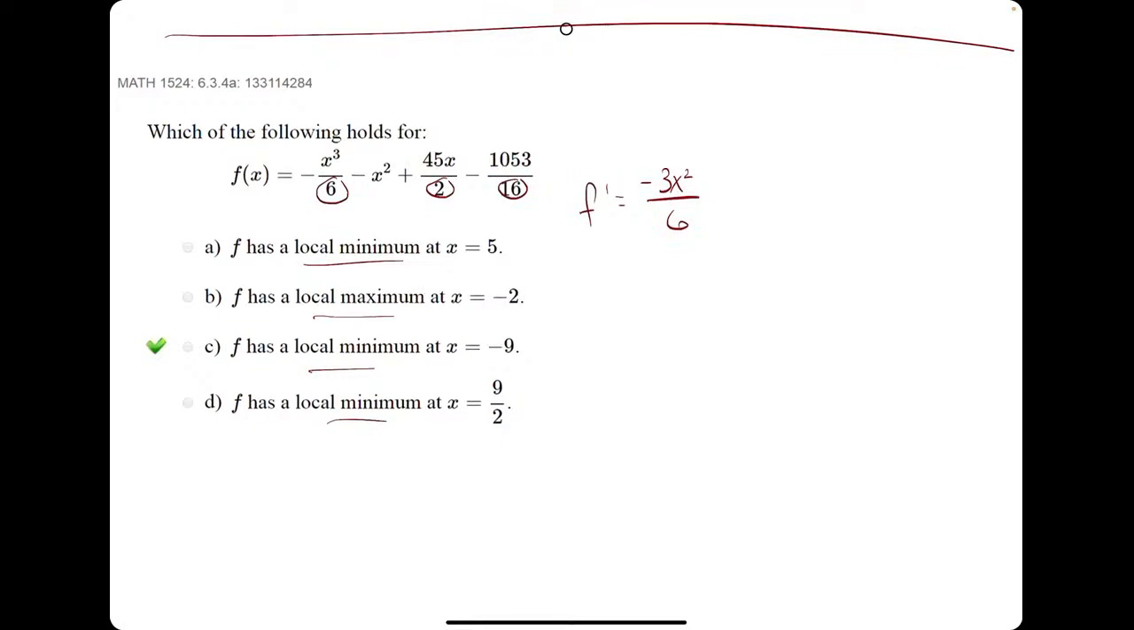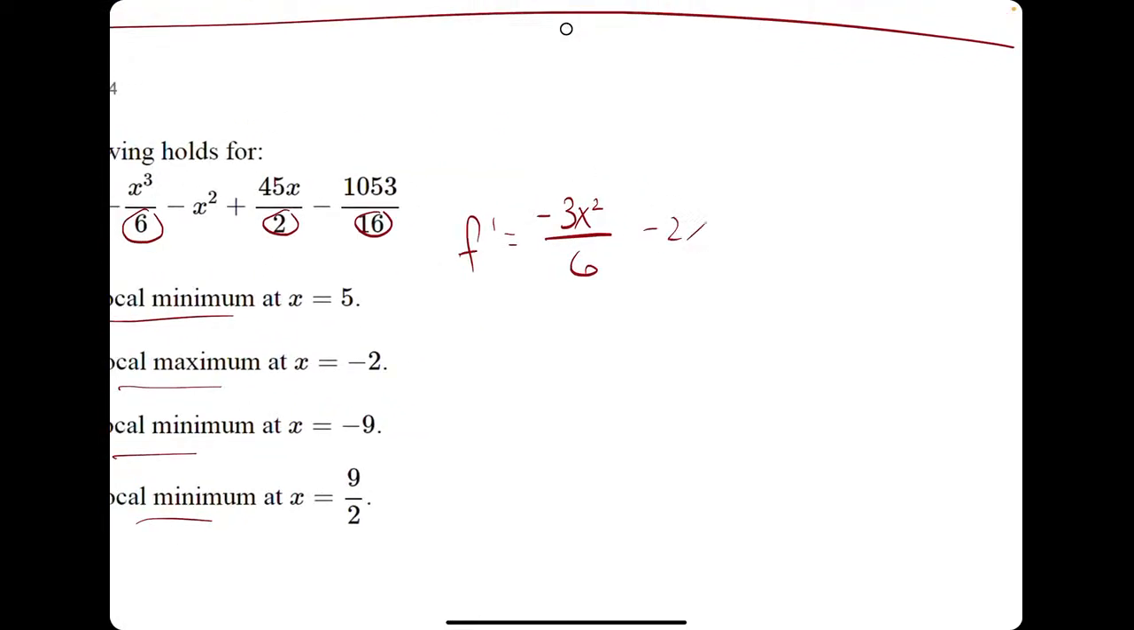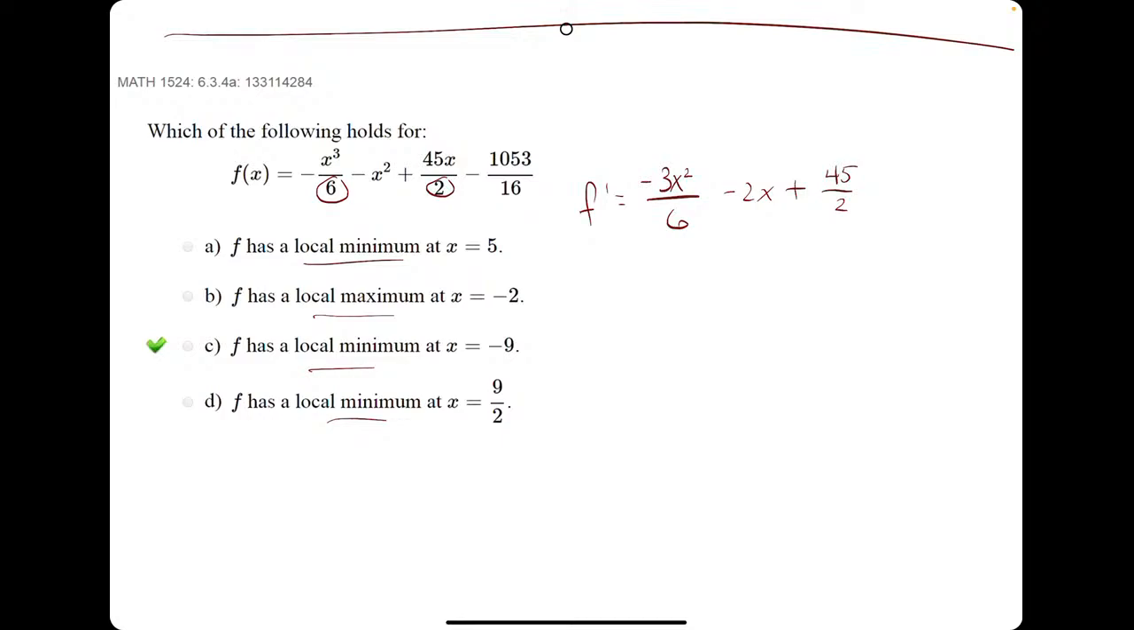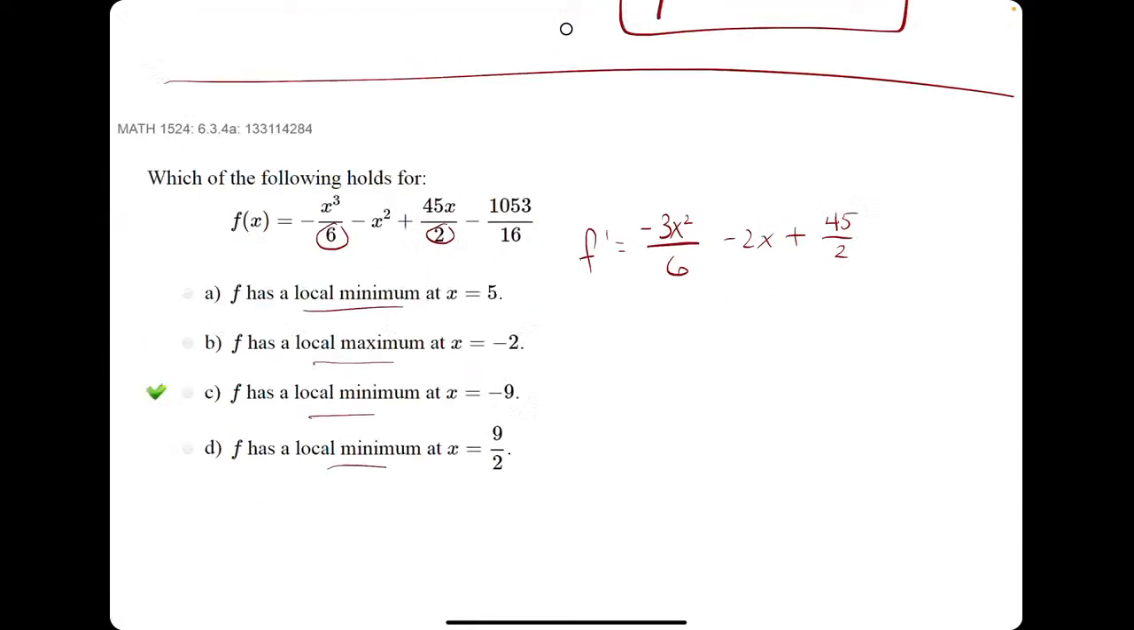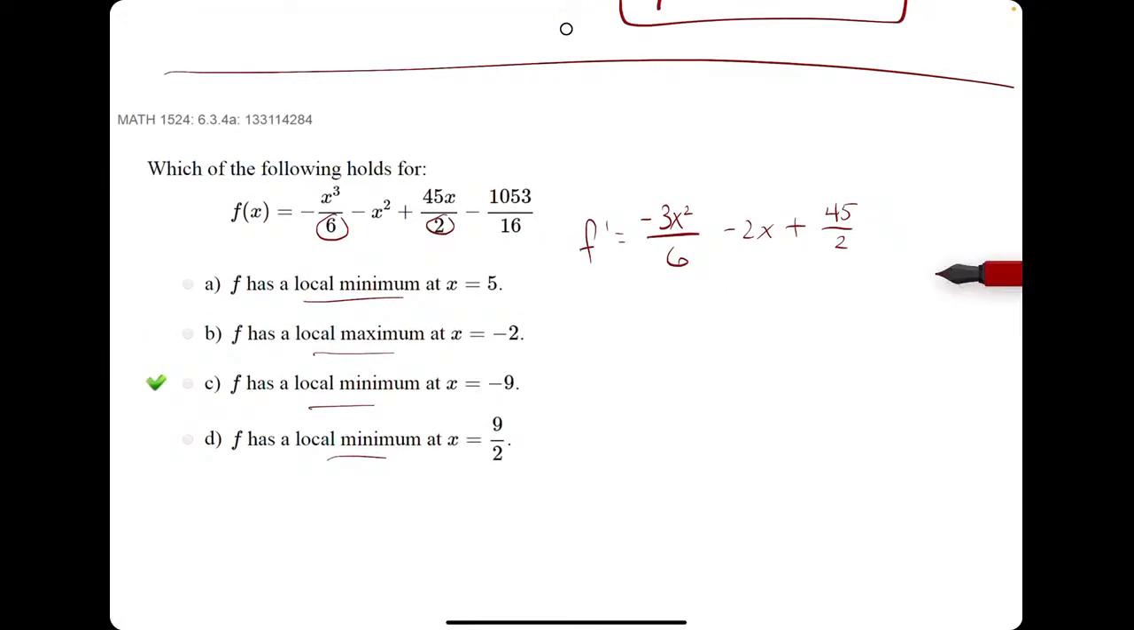All right, so we keep rolling. Minus x squared would go to minus 2x. 45x would go to 45. We leave the 2 on the bottom, and then that constant would go to 0 once we take its derivative. So then what we're doing is plugging and chugging these values into f prime. We're looking for 2 x values that make f prime equal to 0. There are always 2 x values that make f prime equal to 0.